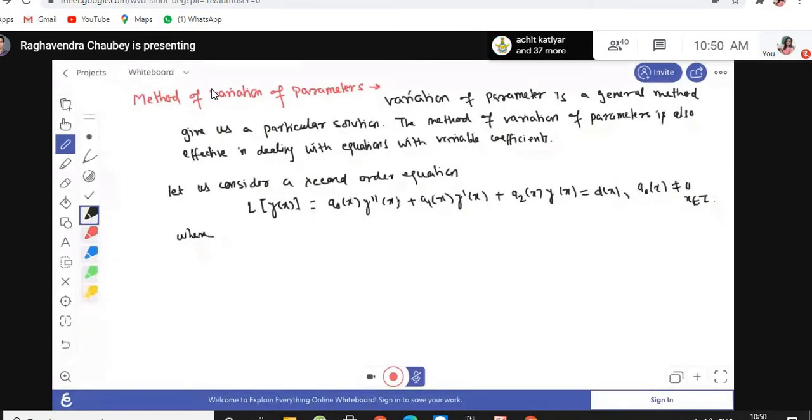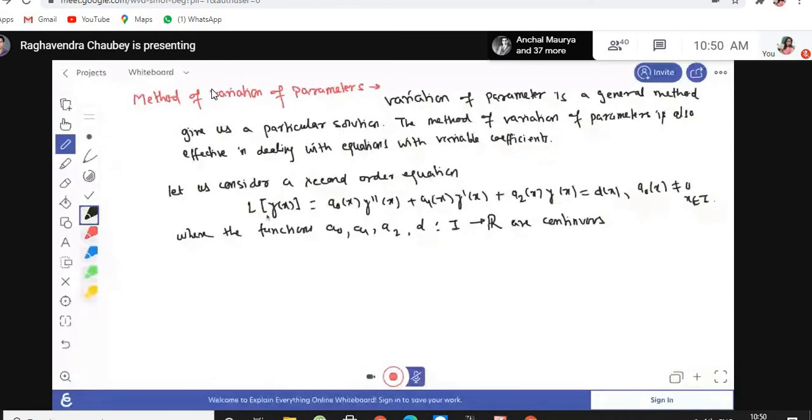Okay, and where these coefficients, basically a0, a1, and a2, are continuous functions on that domain. So the functions a0, a1, a2, and of course d, which map from that interval to R, are all continuous.